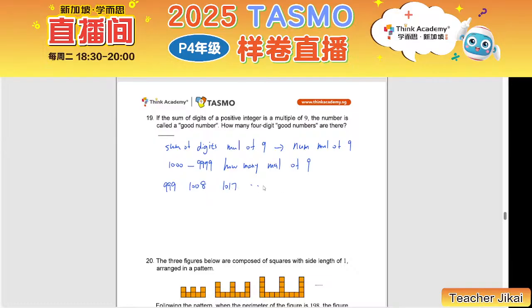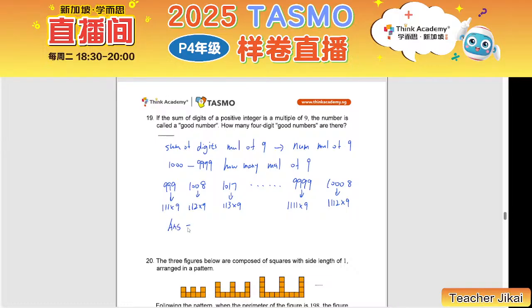And then we continue until we get 9999, which is another multiple of 9, and then we get 10008. So 999 here is 111 times 9. This is 112 times 9. This is 113 times 9. Until we get 1111 times 9 here, and this one is 1112 times 9. So all the 4-digit multiples of 9 are from 112 times 9 until 1111 times 9.